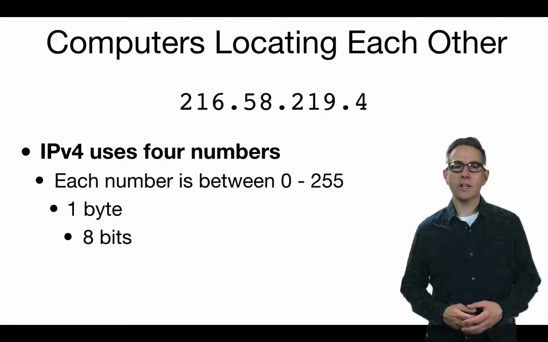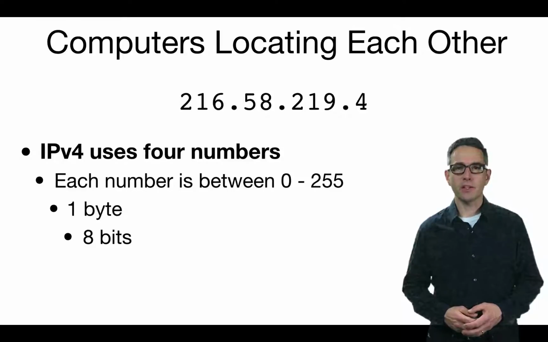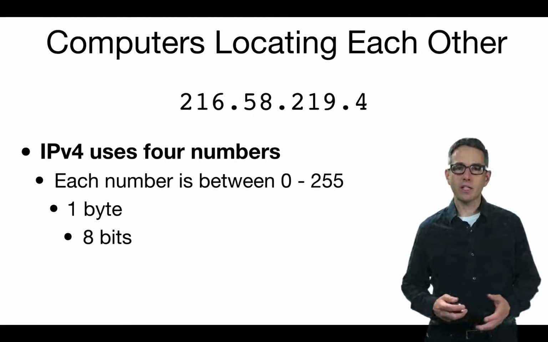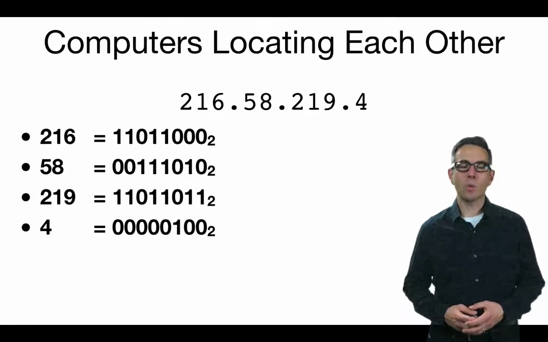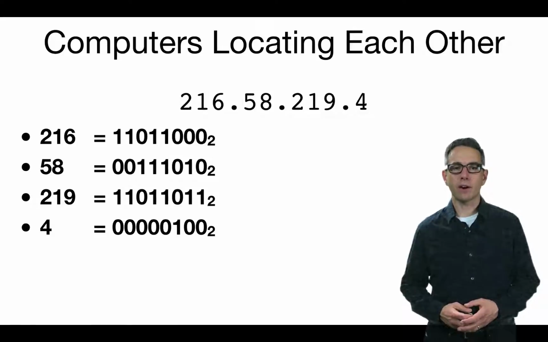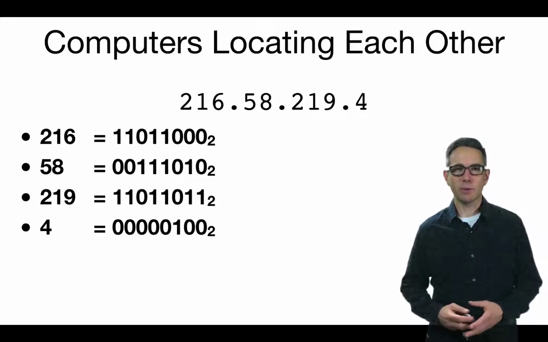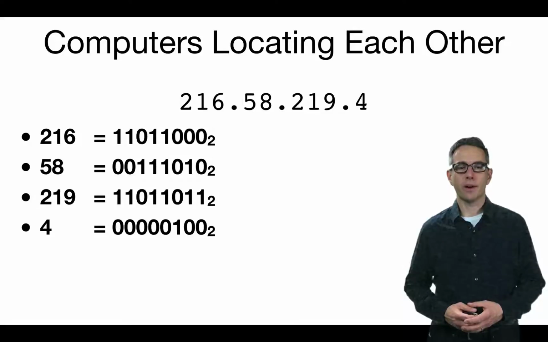Why do they have different lengths? Why are some 1 digit and some 2 digits and some 3 digits? Well, that's because these are being written in decimal form. If we were to convert these to binary form, we would use all 8 bits in order to specify these numbers, so that each one of those numbers would have the same length. So for example, 216 in binary is 11011000. 58 is as specified. That little 2 there is there to indicate that this is a binary number, not a big decimal number just made of ones and zeros. 219 is 11011011, and 4 ends with 100.